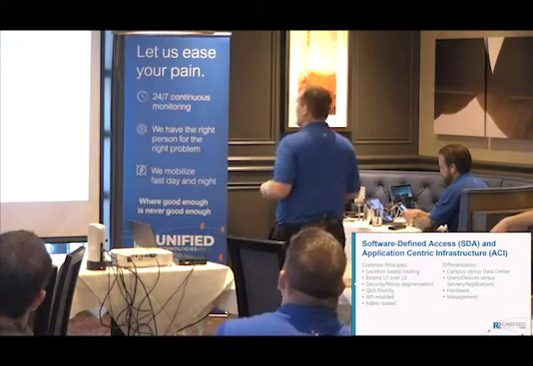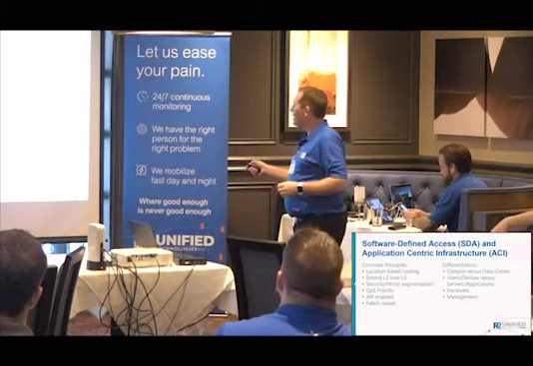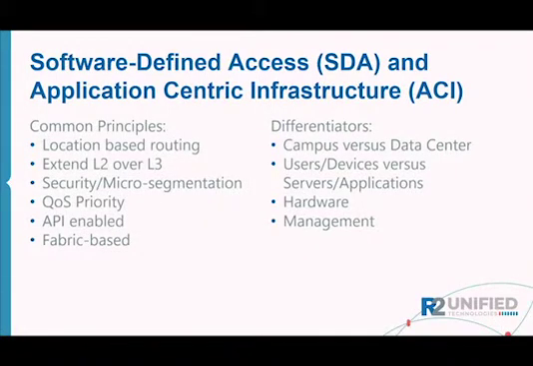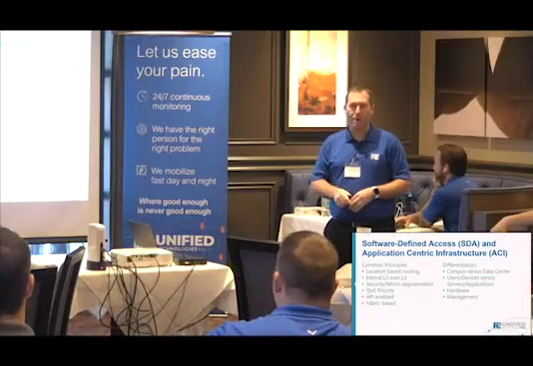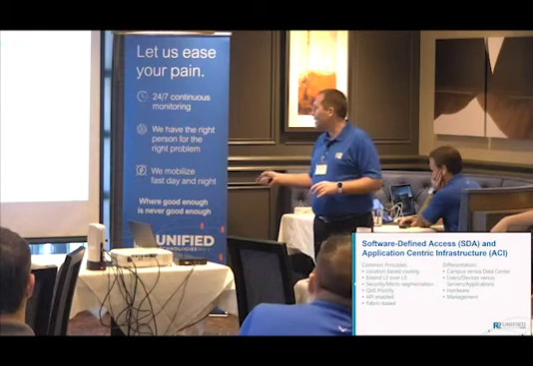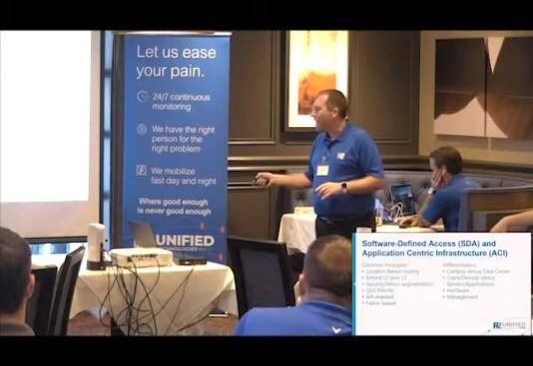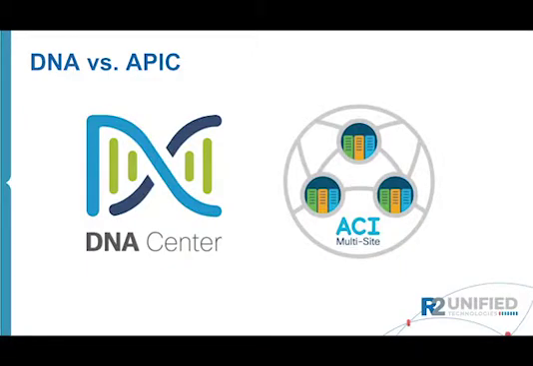Differentiators, campus versus data center. Very important. SDA, campus. ACI, data center. So when we talk about SDA versus ACI, that is campus versus data center. Two completely different products with the same common principles. In terms of campus versus data center, we're talking about users and devices versus servers and applications. Those are the buckets we're going to put them in for this discussion. And last but not least, definitely the hardware is much different, and the management plane is significantly different. DNA versus APIC. It's actually DNA C, DNA controller, but DNA is married and tied to SDA, whereas APIC is tied to ACI.